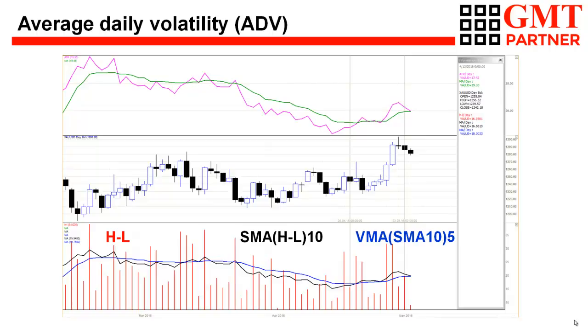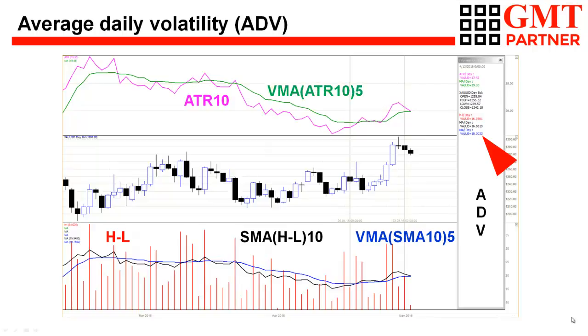VMA stands for Variable Moving Average. For the sake of simplicity, I have called this value Average Daily Volatility, or ADV for short. Please note that it's better to use the ATR indicator with the parameter of 10 days instead of the histogram if there are many price gaps on the daily chart of the financial instrument.